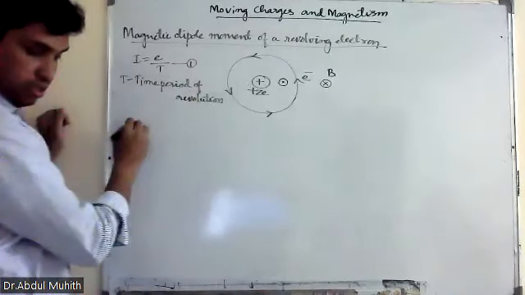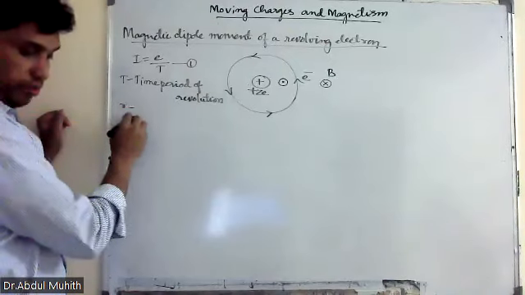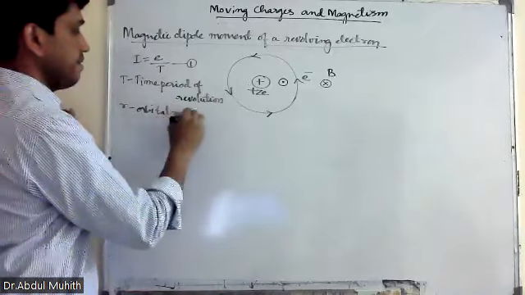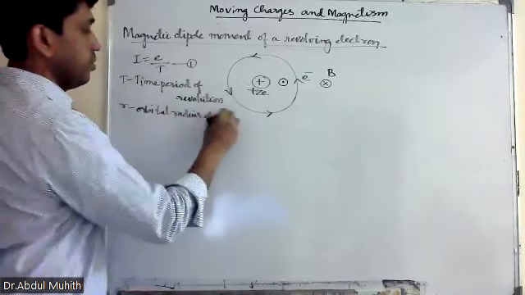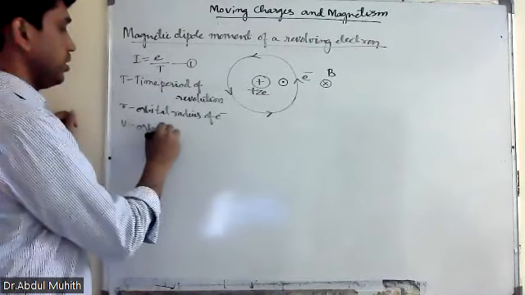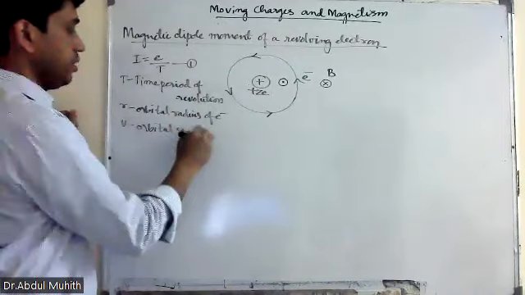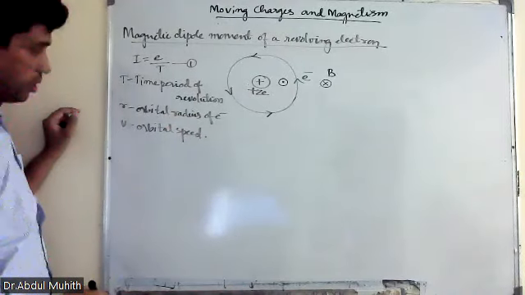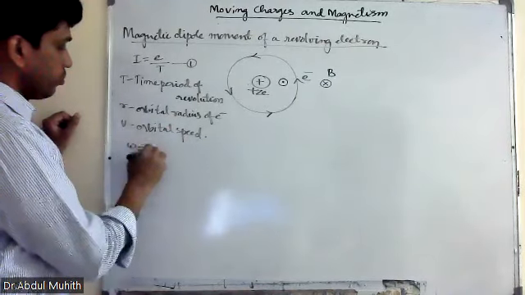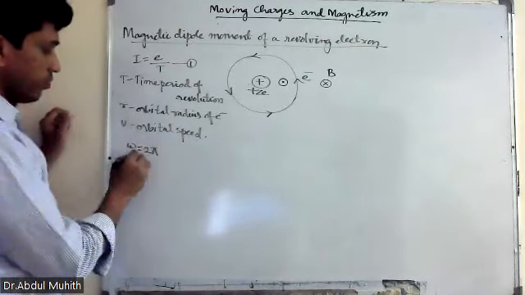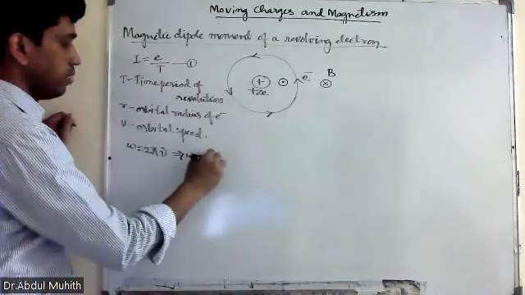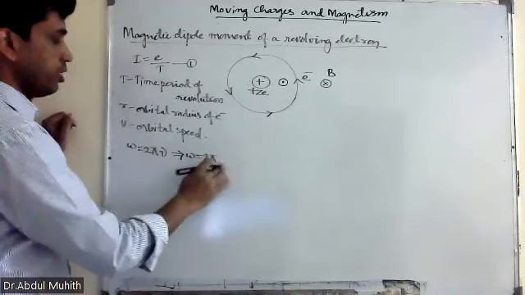The second one is what? R is the orbital radius of the electron, and V is the orbital speed. So what is the formula now? We have omega equal to 2 pi nu. This is the angular velocity or angular frequency. We can write omega equal to 2 pi by T.